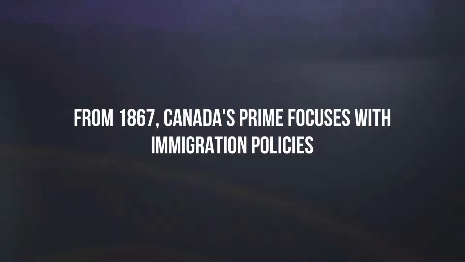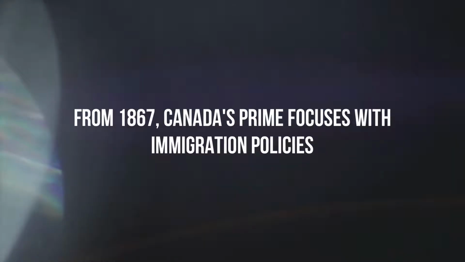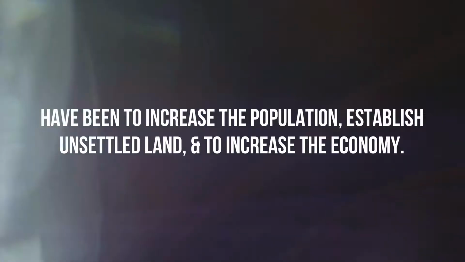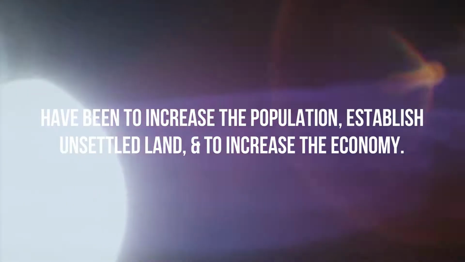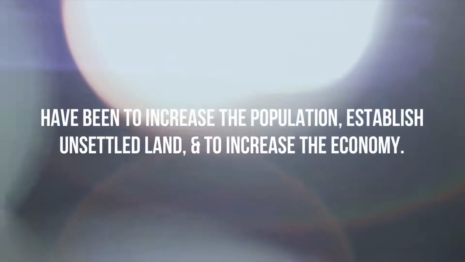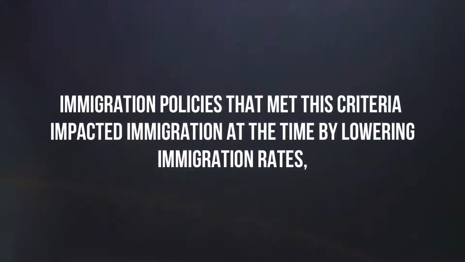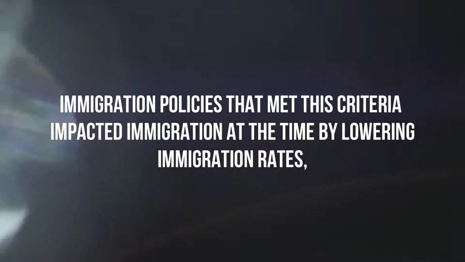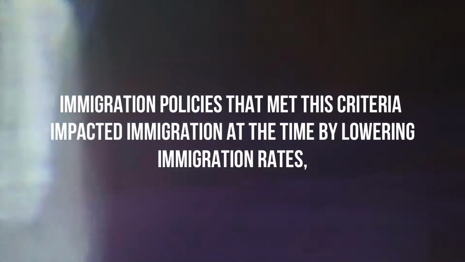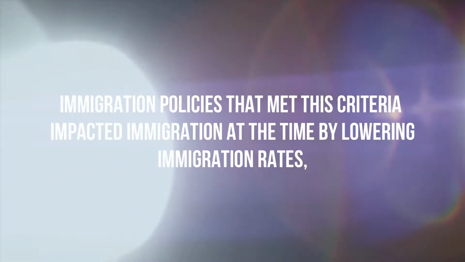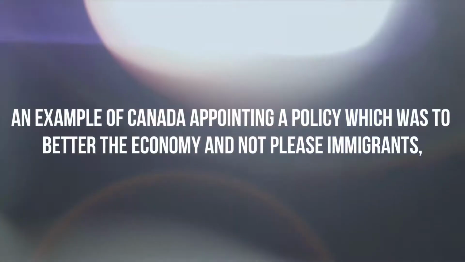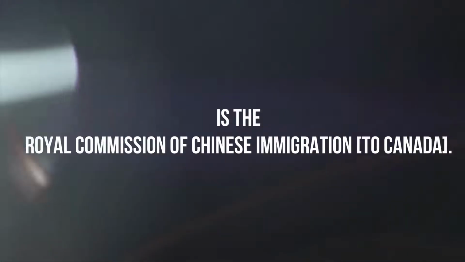From 1867, Canada's prime focuses with immigration policies have been to increase the population, establish unsettled land, and to increase the economy. Immigration policies that met these criteria impacted immigration at the time by lowering immigration rates.